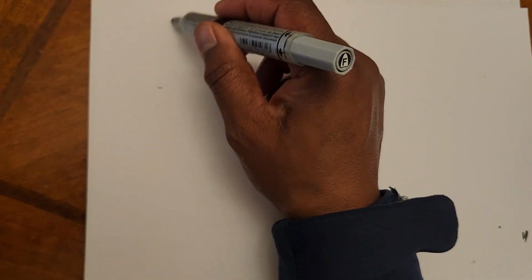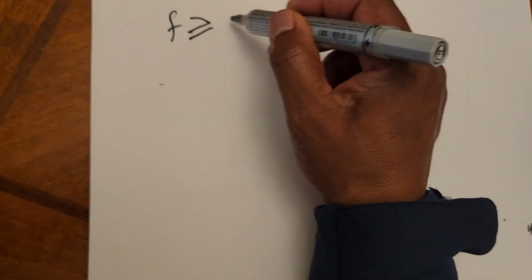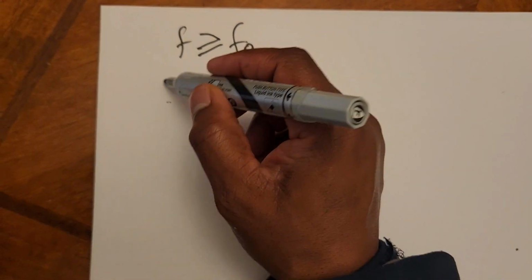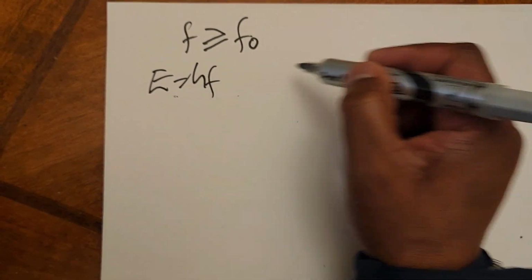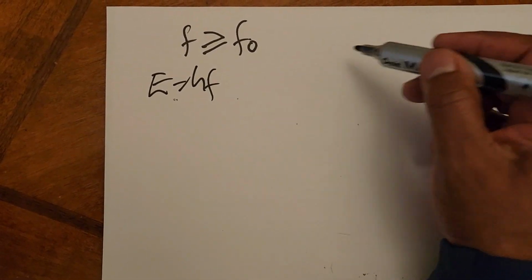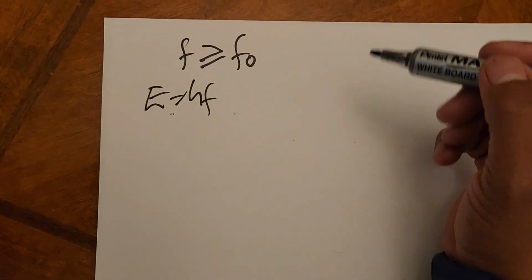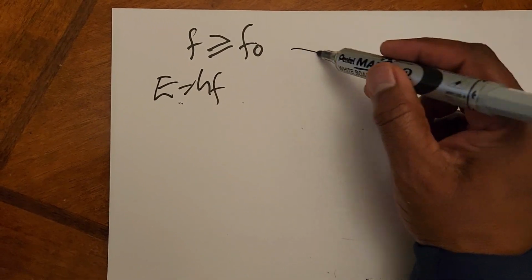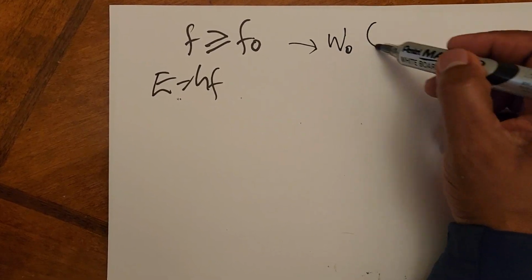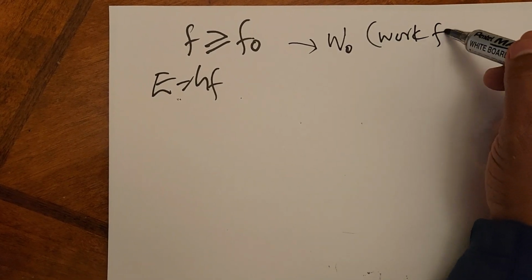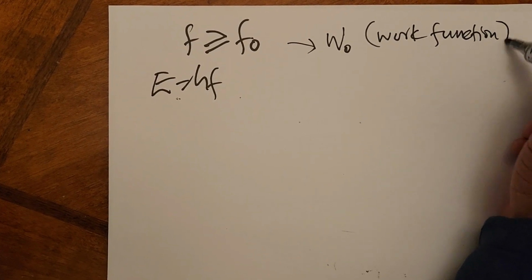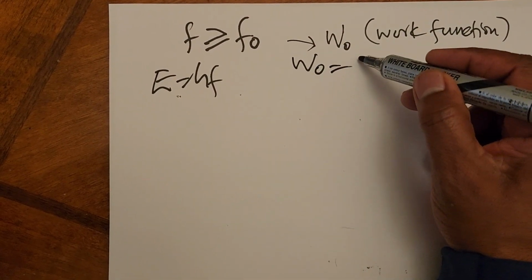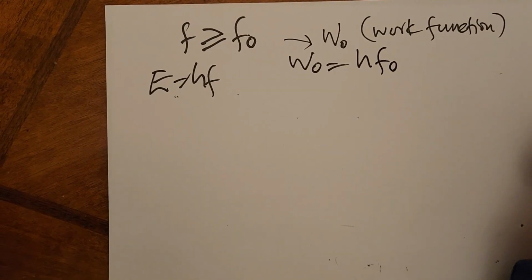If the oncoming radiation has a frequency that beats the threshold frequency of the metal, we know that with frequency we can calculate the energy of radiation, which is equal to hf. Also, in the case of the metal, we can use the threshold frequency to calculate the energy of that metal, which is called the work function, W0. By calculation, the work function is Planck's constant multiplied by the threshold frequency.